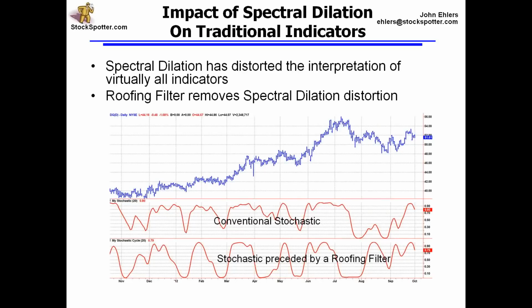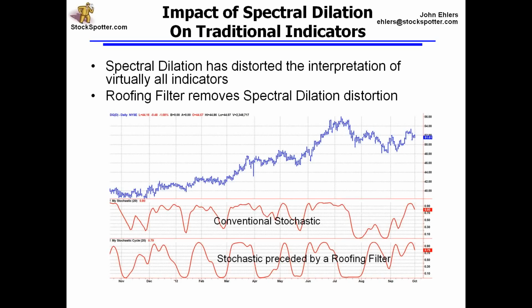Instead, if you precede the stochastic by a roofing filter, you knock out all that low frequency distortion, and you have a waveform that is swinging back and forth in a nice symmetrical manner with a zero mean. And so this is the kind of waveform that you want to have for swing trading.